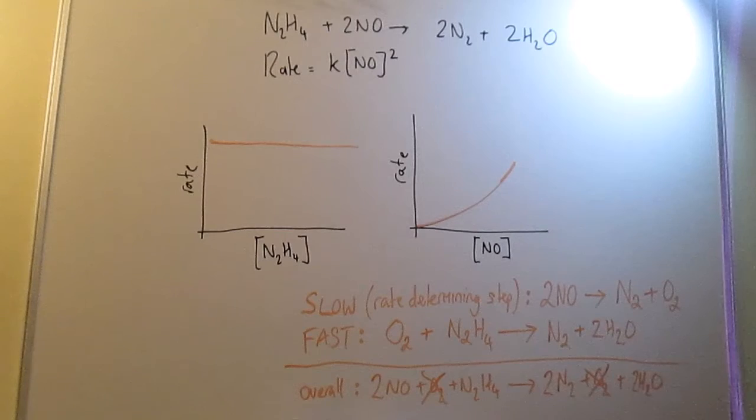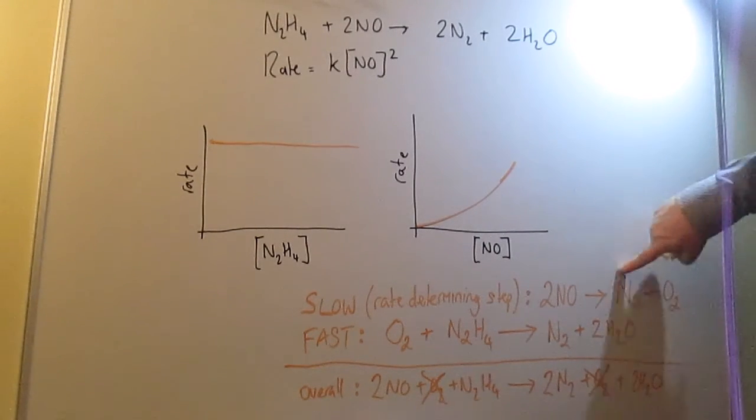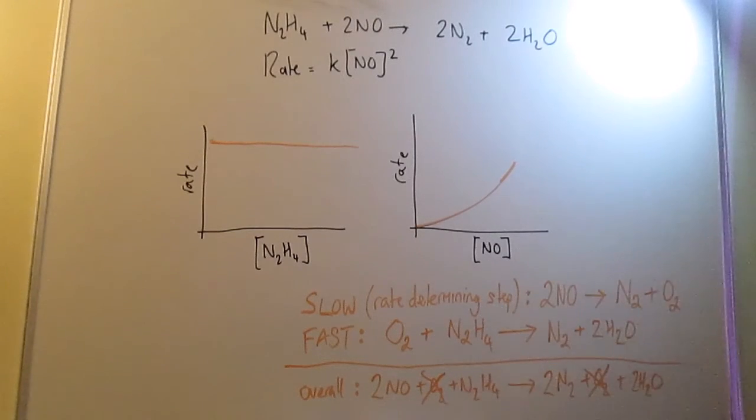So that's job done. It didn't have to be that answer. You could have chosen to make other products here, but you must have those two NOs there in the first part, on the left hand side in your slow step.